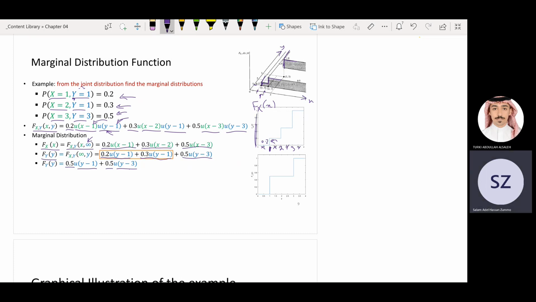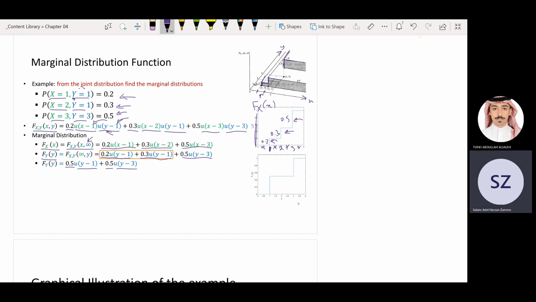And then another step function at x equals 2 with another 0.3, and the third step function at 3 with 0.5. Now, how do you see this? If you look at the x-axis direction, as if you are just looking at the x-axis, you are not seeing the y. You see here, there is a step function at 1, another step function at 2, a third step function at 3. As if you are looking from the side.